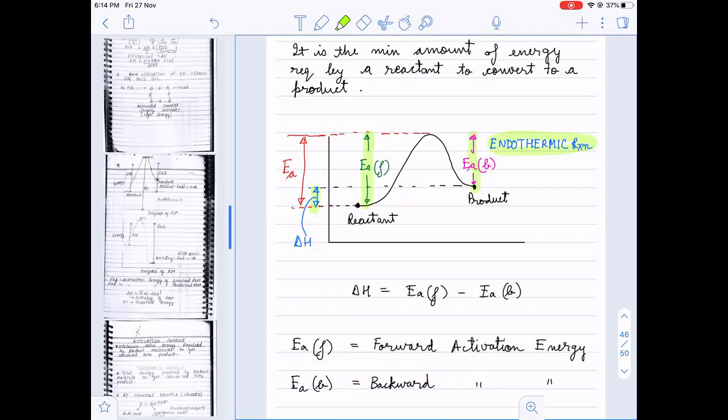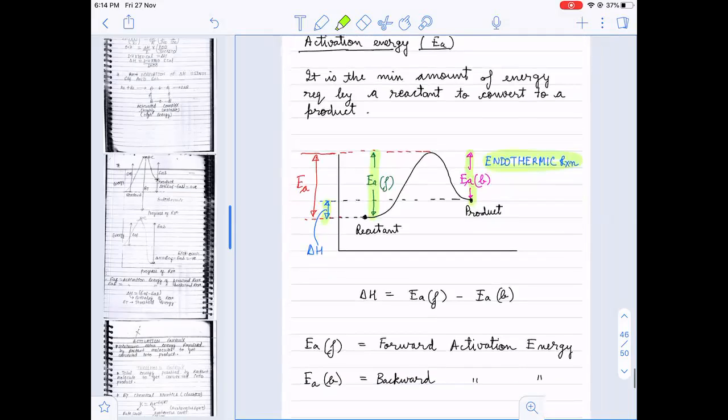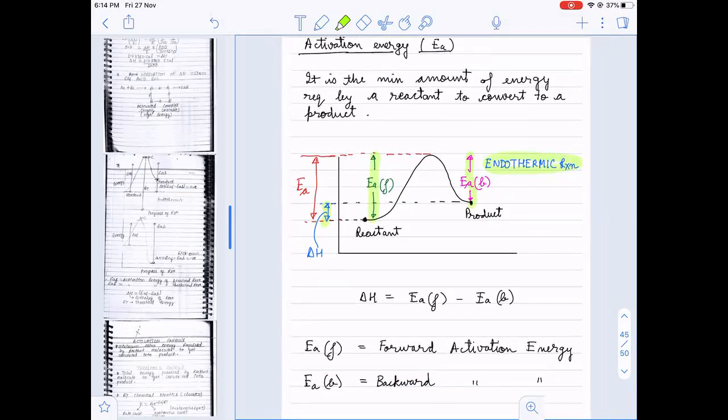Now, let's write this all. Then we'll move forward. Please write activation energy. Draw a neat curve.